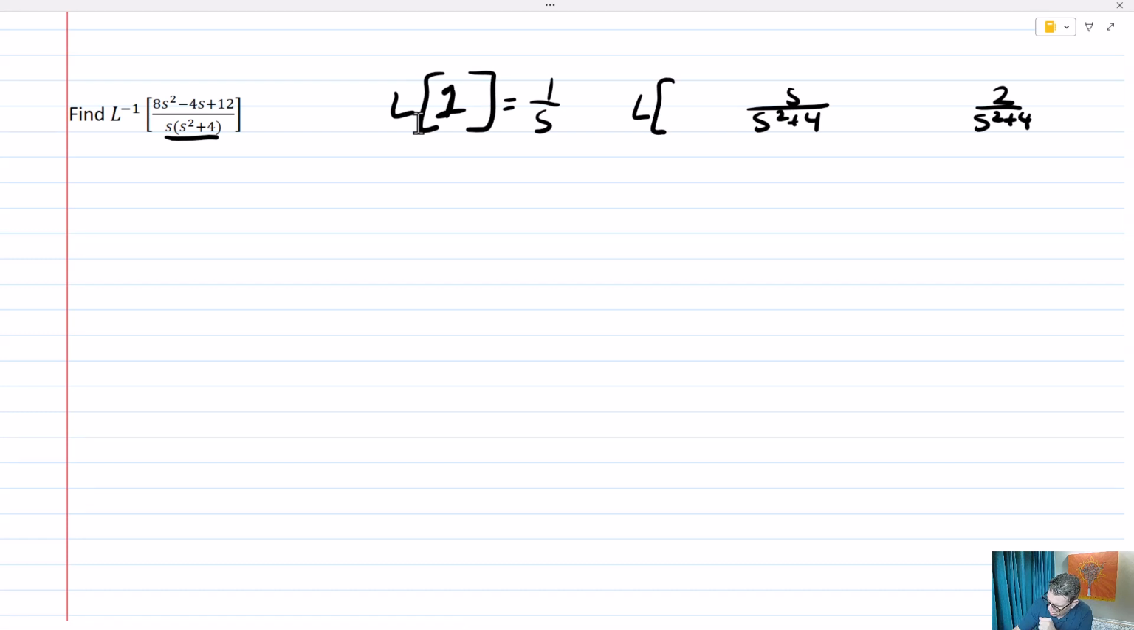And the Laplace transform for cosine bt is going to equal s over s squared plus 4. And the Laplace transform for sine of bt is going to equal 2 over s squared plus 4. So in this case, what I have is the multiplication of two expressions where I do have a Laplace transform that will match them. So what I'm going to need to do is break this apart, and the way that I'm going to do that is I'm going to use partial fractions.